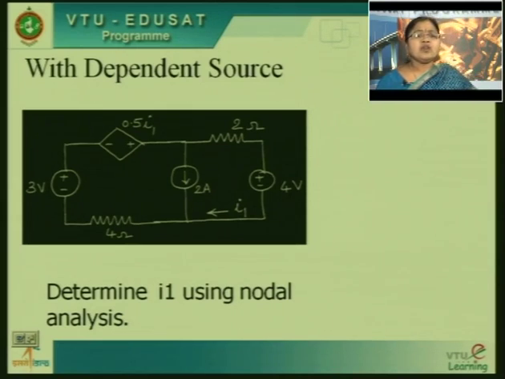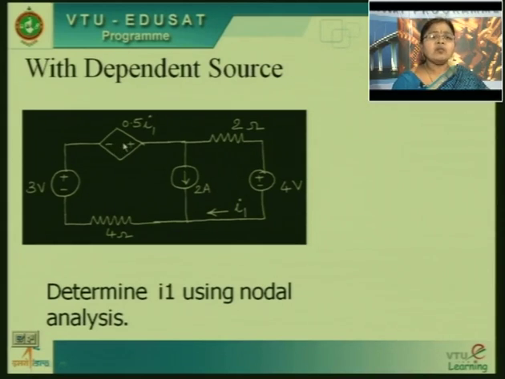Now, let us see what a dependent source is, and how to solve a given circuit with a dependent source using nodal analysis. This is a very simple circuit. This is a dependent voltage source. The polarities show that this is positive and this is negative. Because the polarities have been mentioned, it is a voltage source.